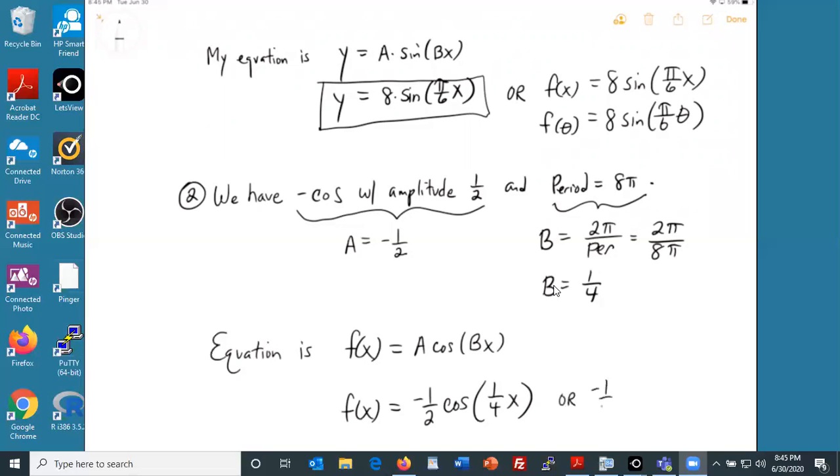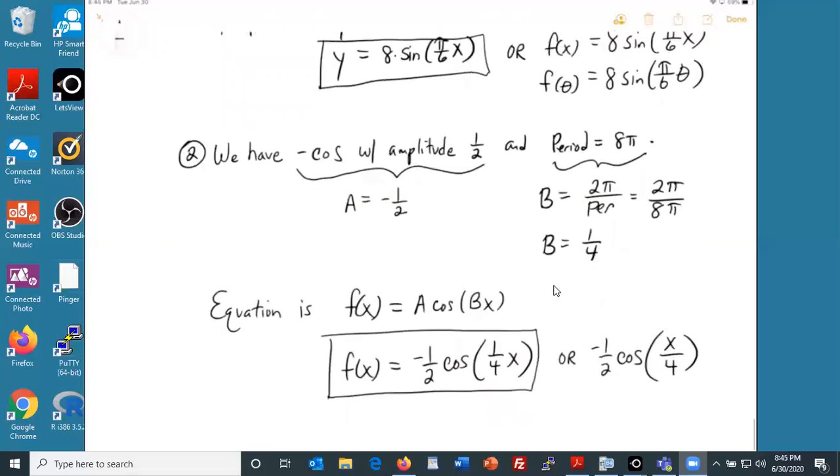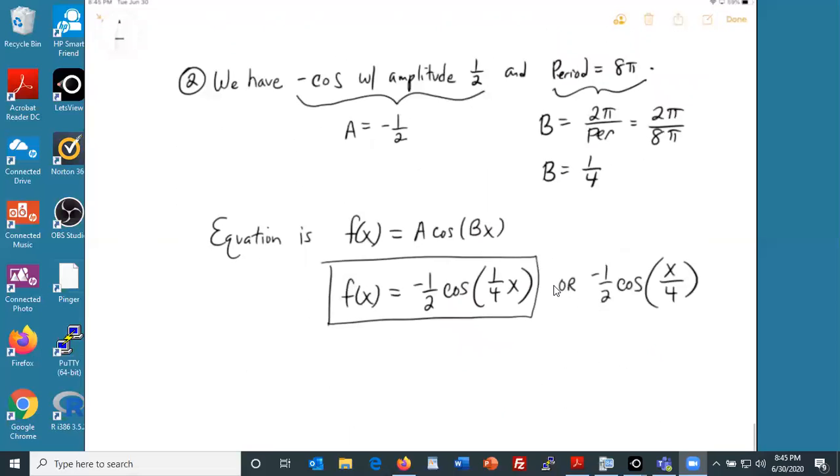Some people will write that fraction a little differently in the parentheses. They might write it as x over 4 instead of 1/4 of x. But this is fine also. Just remember that when you have x over 4, it's really 1/4 times x. So if you can find that much information, you can easily write the equation, very easily.